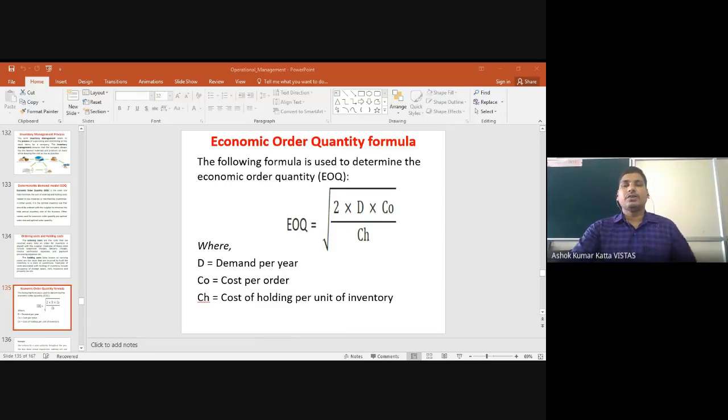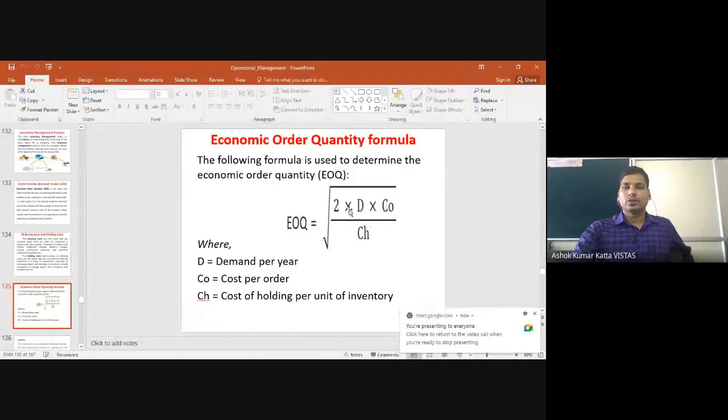Okay, here EOQ is equal to root of 2 multiplied by D. D stands for demand per year. CO stands for cost per order. CH stands for holding cost. Simply you can say holding cost. But some other textbooks will mention it as 2 multiplied by D into O by H. O means ordering cost, H means holding cost. Of course, that is also very easy for you to understand.